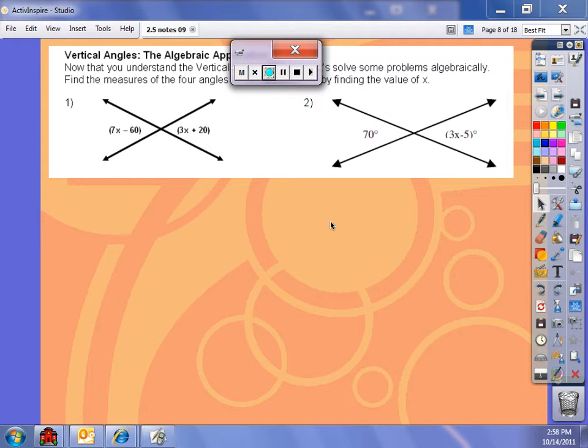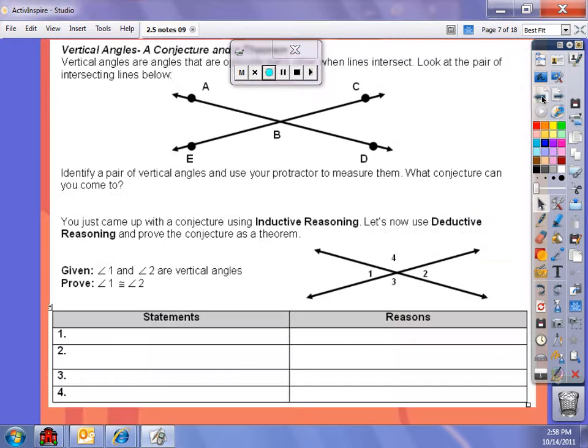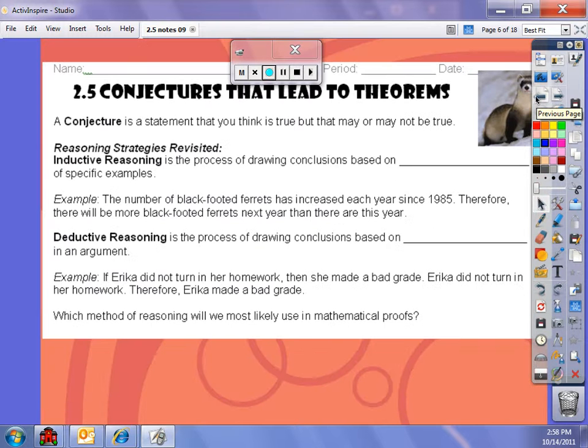Okay, this is section 2.5. We talked about vertical angles. We talked about inductive reasoning, deductive reasoning. Remember, inductive reasoning means you're going to draw conclusions based on observations or patterns. And deductive reasoning means you're going to draw conclusions based on facts or logical reasoning.